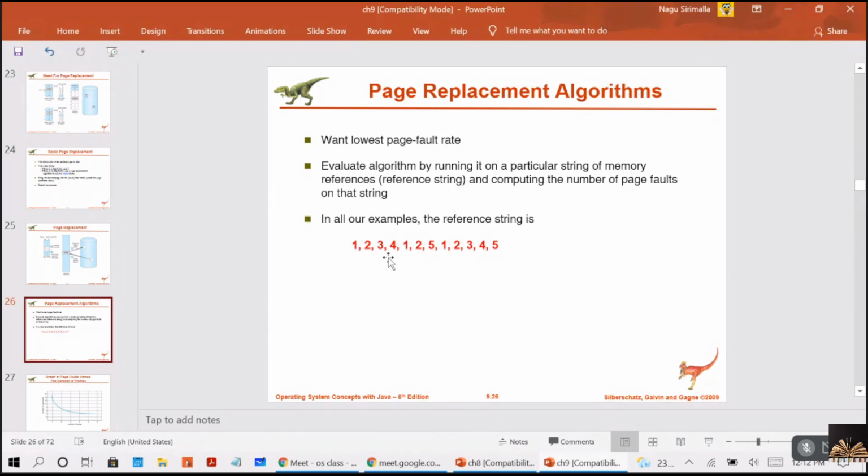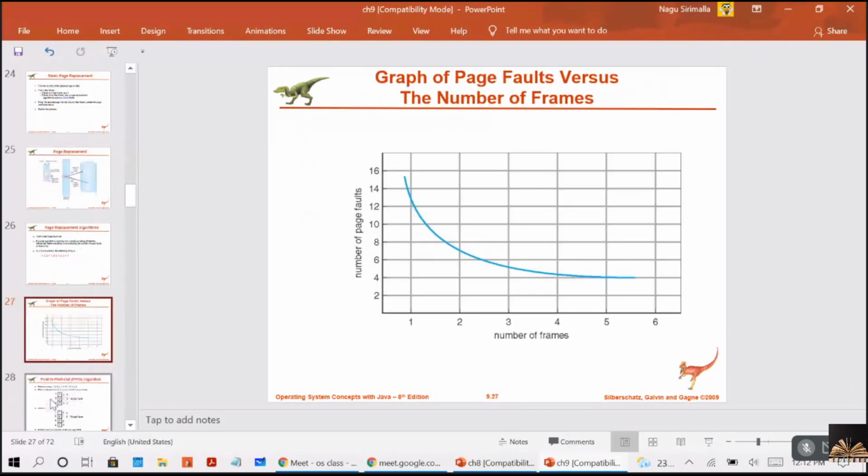So this is your memory reference string. You are executing a process. That process has 5 pages, and the pages are called in a sequence. First it will call page 1, then page 2, 3, then 4, then 1, then 2, like that. This is how you can take the reference.